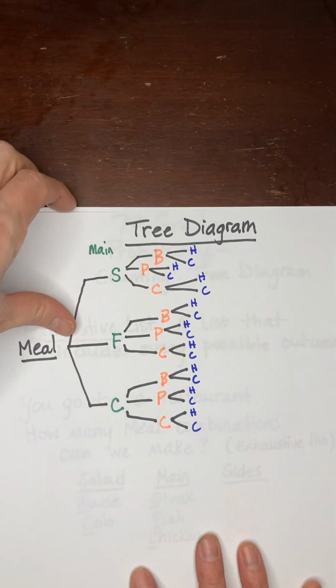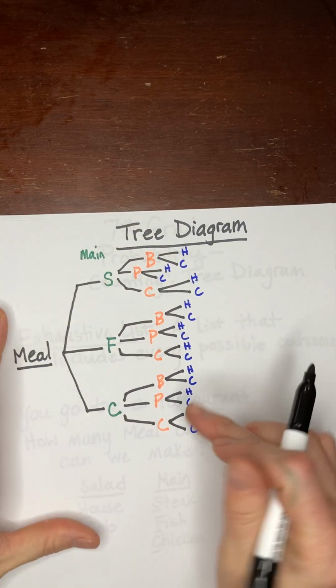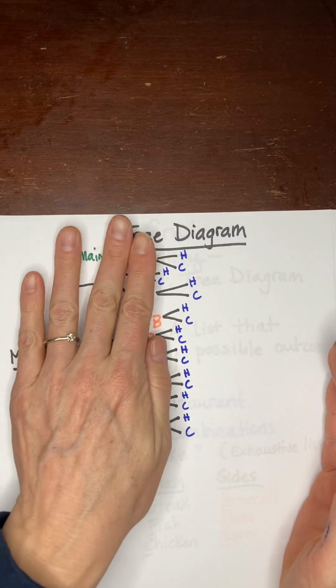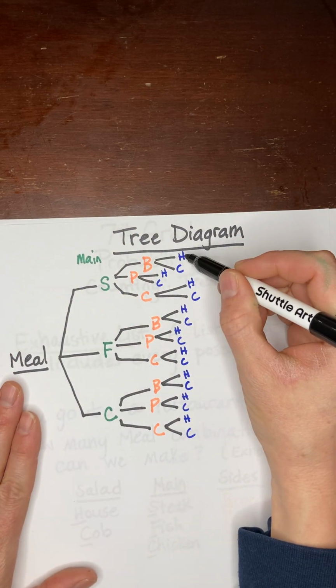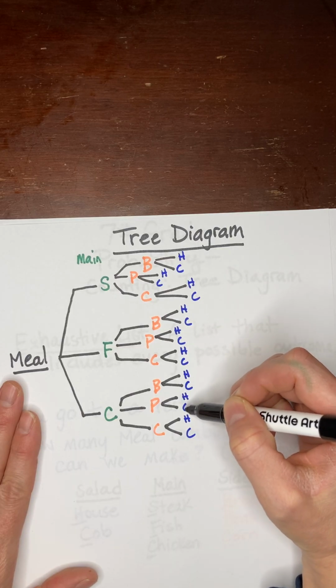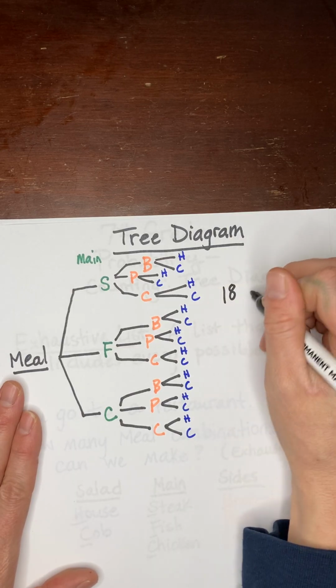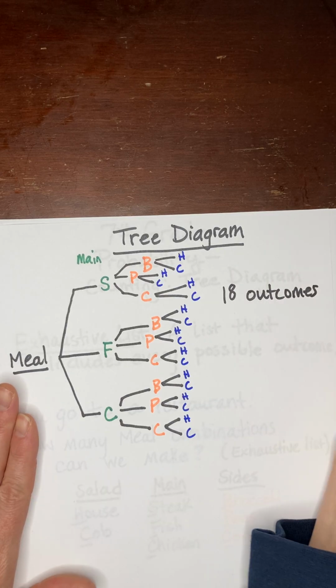Now our total number of outcomes, all we're going to do is count the end of our tree. We're not going to go back here and start counting all of these. We're going to pretend like these are chopped off, and we're just going to count the end. So 1, 2, 3, 4, 5, 6, 7, 8, 9, 10, 11, 12, 13, 14, 15, 16, 17, 18. So 18 outcomes. Yes, I could have counted by 2s to make that counting easier.